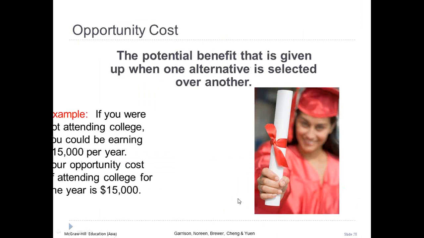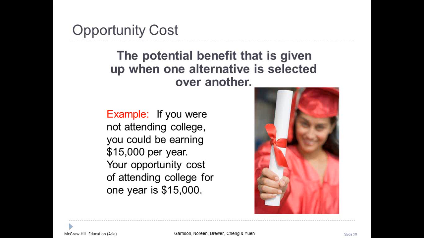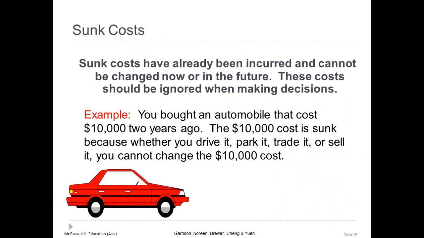Opportunity cost is the potential benefit that is given up when one alternative is selected over another. These costs are not usually entered into the accounting records of an organization, but must be explicitly considered in all decisions. A sunk cost is a cost that has already been incurred and that cannot be changed by any decision made now or in the future. Since sunk costs cannot be changed and therefore cannot be differential costs, they should be ignored in decision making.